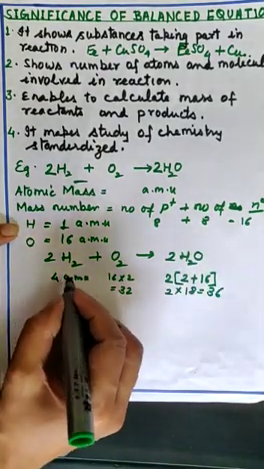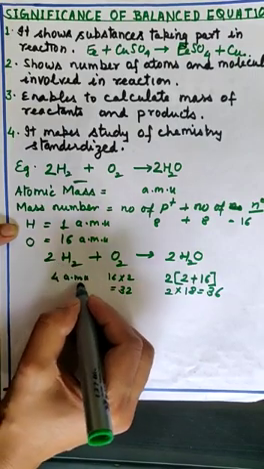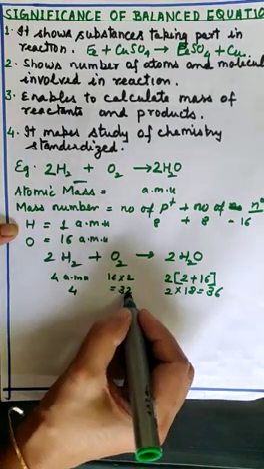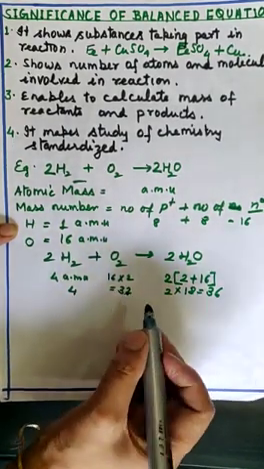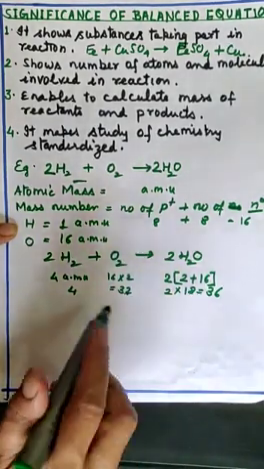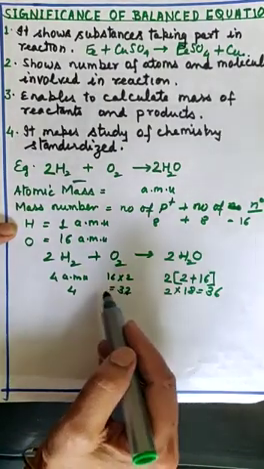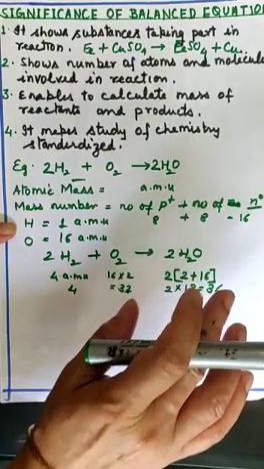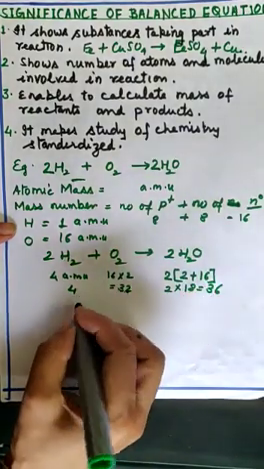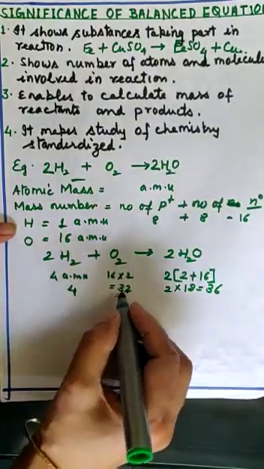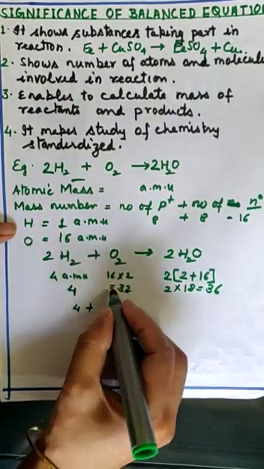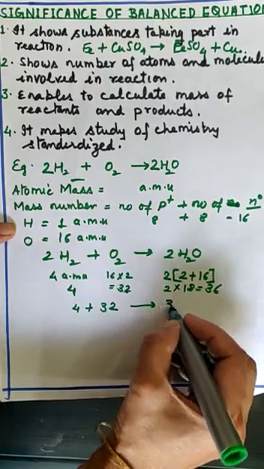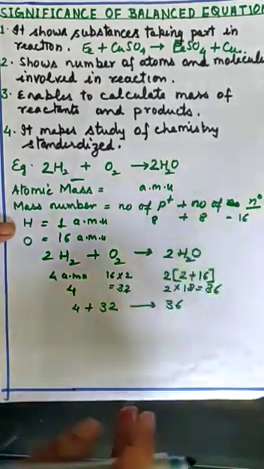Now see the total mass. 4 into 1, 4 AMU, or rather 4 units, and here 32. Why are we saying unit? Because even if the mass is expressed not in AMU but in gram or kilogram or any other unit, it will stay correct. So 4 unit mass of hydrogen combines with 32 unit mass of oxygen to produce 36 unit mass of water.